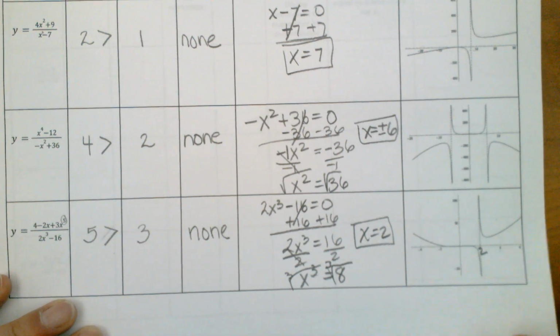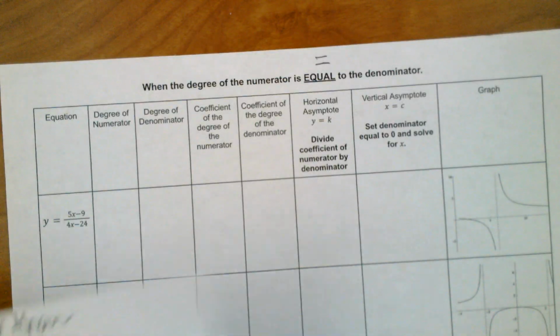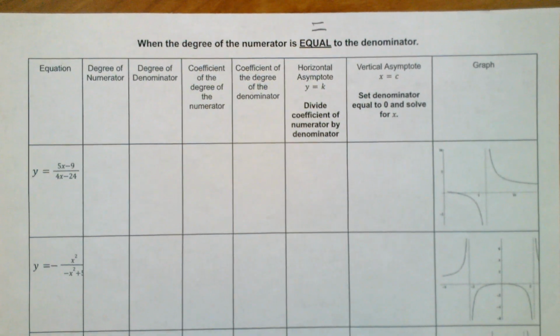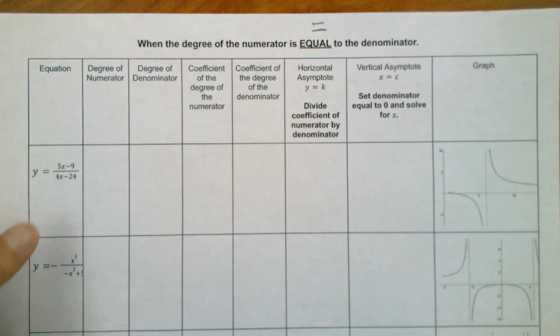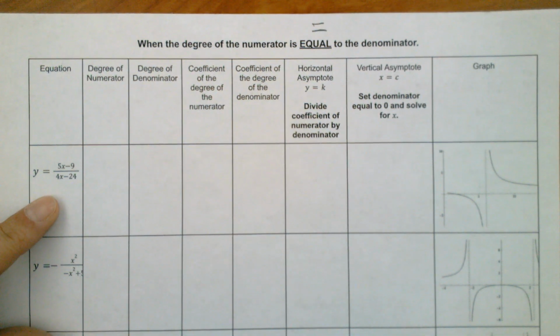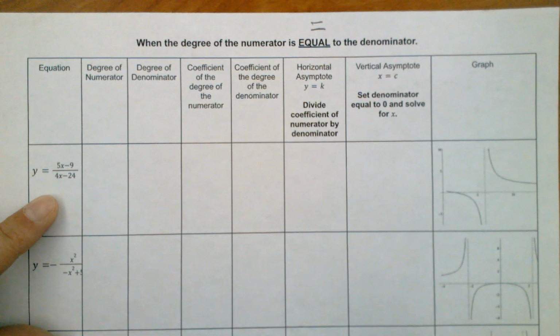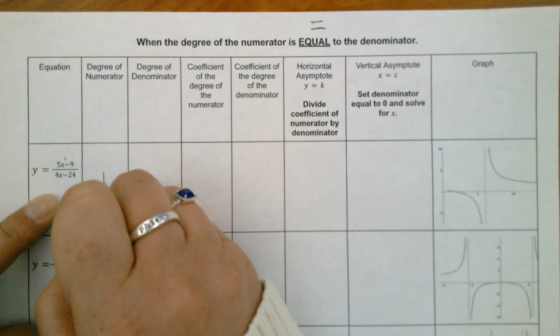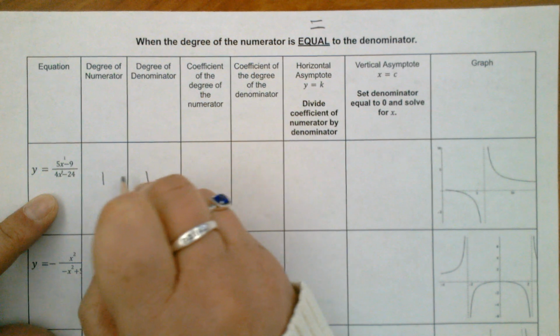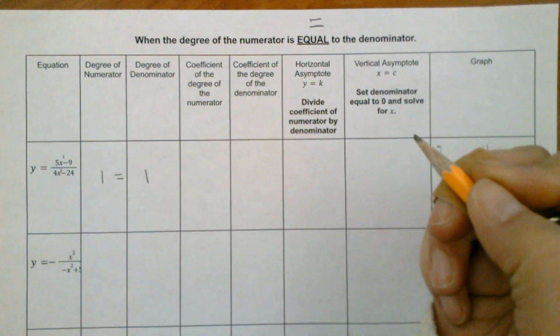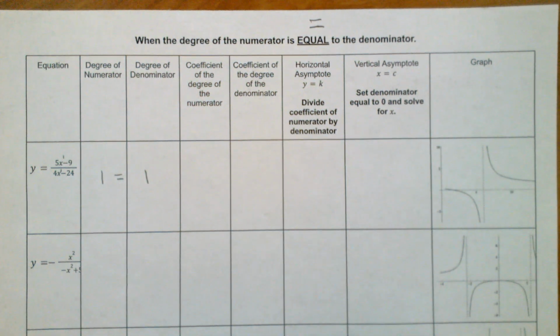All right, let's do our last one, which is going to be equal. So when the degree of the numerator is equal to the degree of the denominator. We have the first one, y equals the quantity of 5x minus 9 divided by the quantity of 4x minus 24. The degree of the numerator is 1. The degree of the denominator is 1. You can't just say 1 is equal to 1, which means we're going to do some extra work.